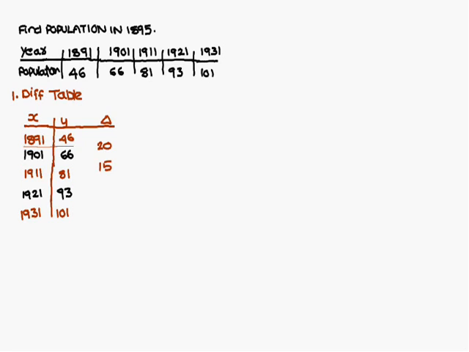Okay, let us look at it. 81 minus 66, the difference is 15. Similarly 93 minus 81, the difference is 12. Similarly 101 minus 93, the difference is 8. So next we have to find again 15 minus 20, which is nothing but minus 5. It is a negative value, so you have to write minus 5. Similarly 12 minus 15 is minus 3. 8 minus 12 is minus 4.